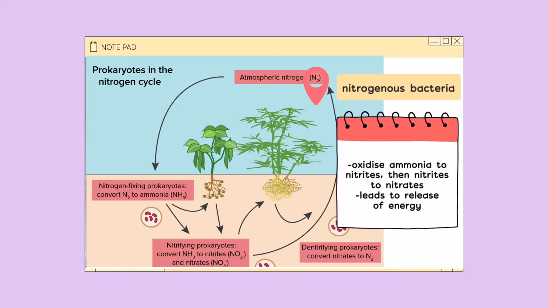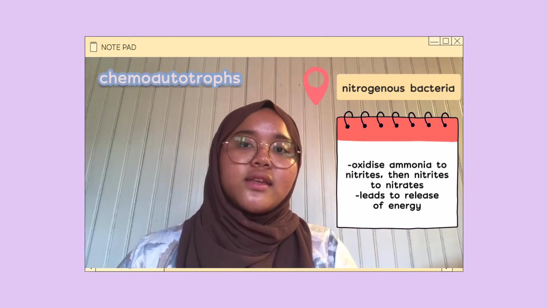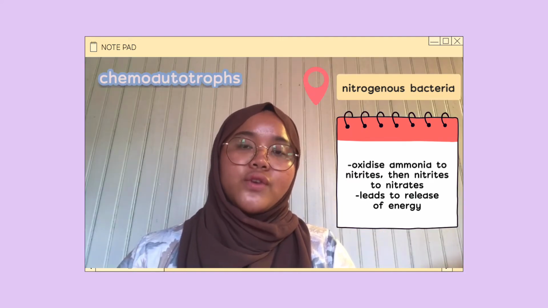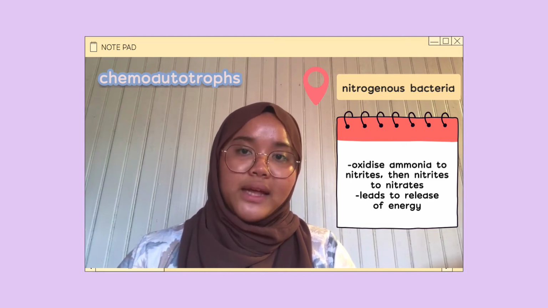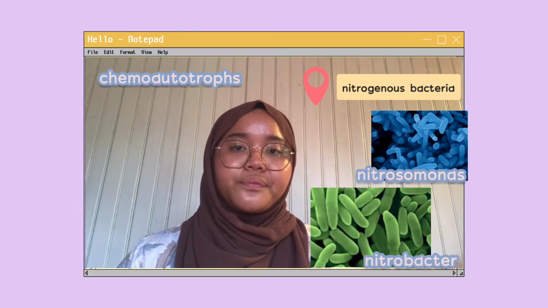For example, nitrifying bacteria oxidize ammonia to nitrites, then nitrites to nitrates. This oxidation reaction leads to the release of energy. The converted nitrate is in turn utilized by the plants. Examples include Nitrosomonas and Nitrobacter.